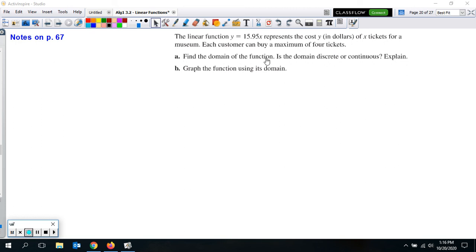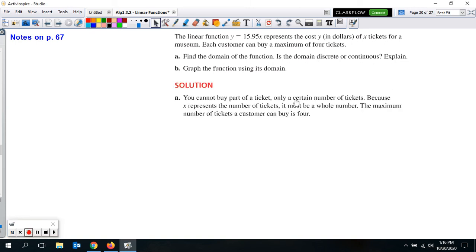It says A, find the domain of the function. Is the domain discrete or continuous? Okay, so we could think about, can we buy partial tickets? Can we buy half of a ticket or a part of a ticket? And we can't. You have to buy one whole ticket. So because we can only buy whole tickets, that means our domain is just going to only be whole numbers. So that's a discrete domain there.